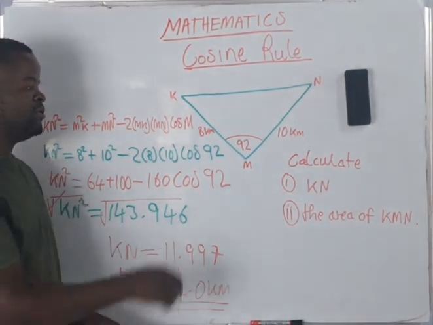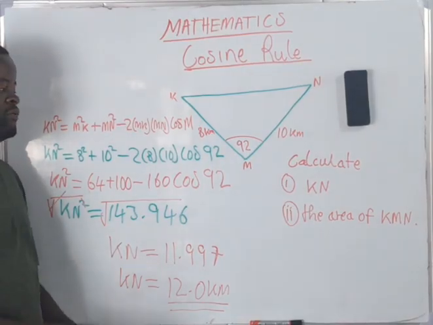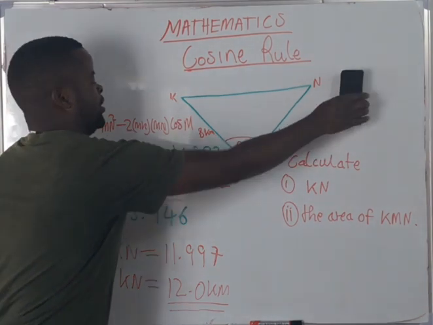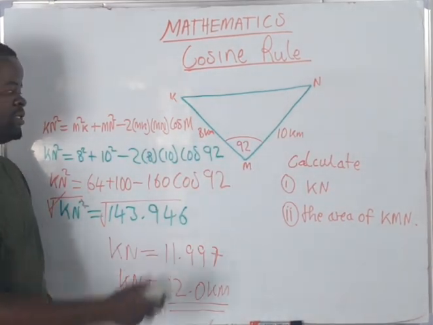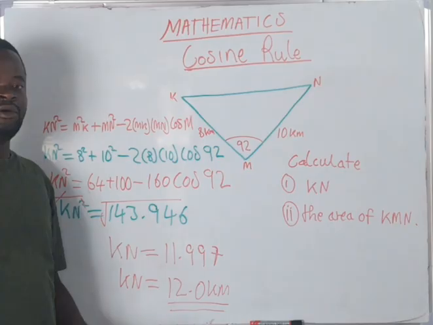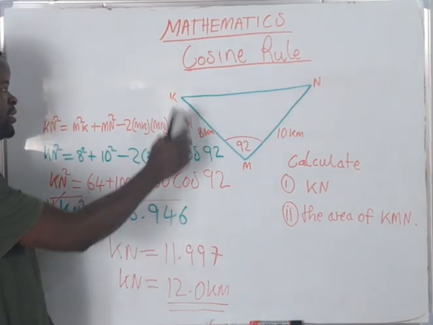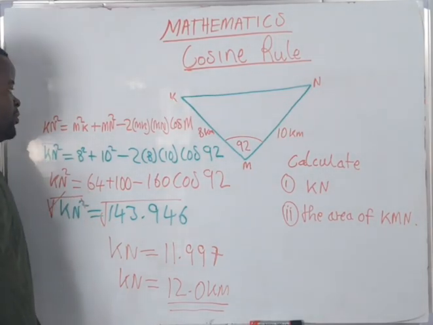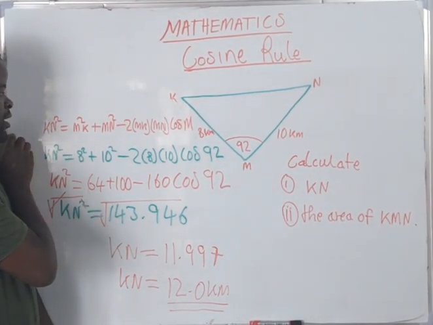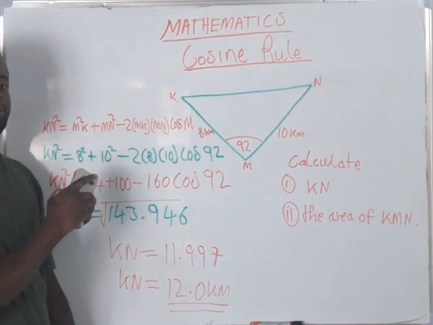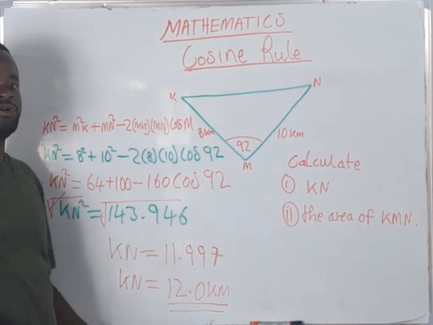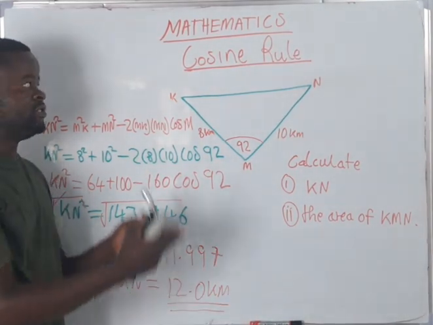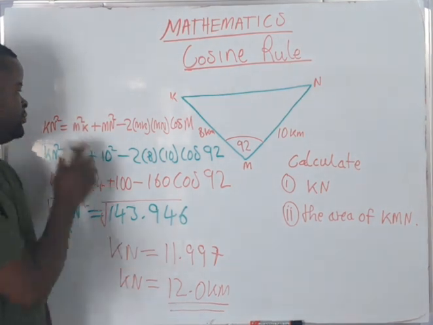So let's go to the other question and solve the area of this non-right angled triangle. Let's dive into finding the area. Remember the distance KN is 12.0 kilometers, which is just 12 kilometers. So I can erase my solutions. Make sure that you pause the video so that you can copy and go through, and get another question paper that requires you to find the distance under the cosine rule.